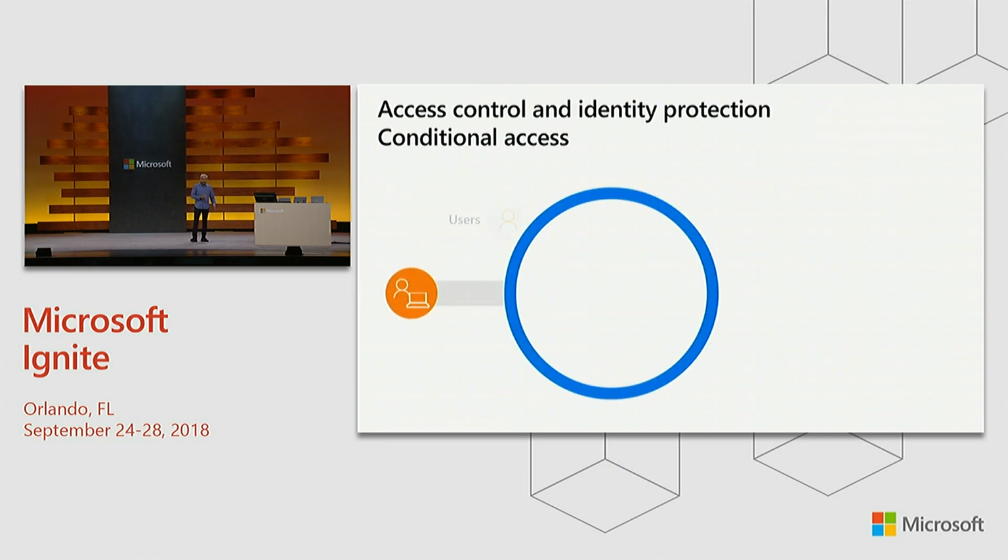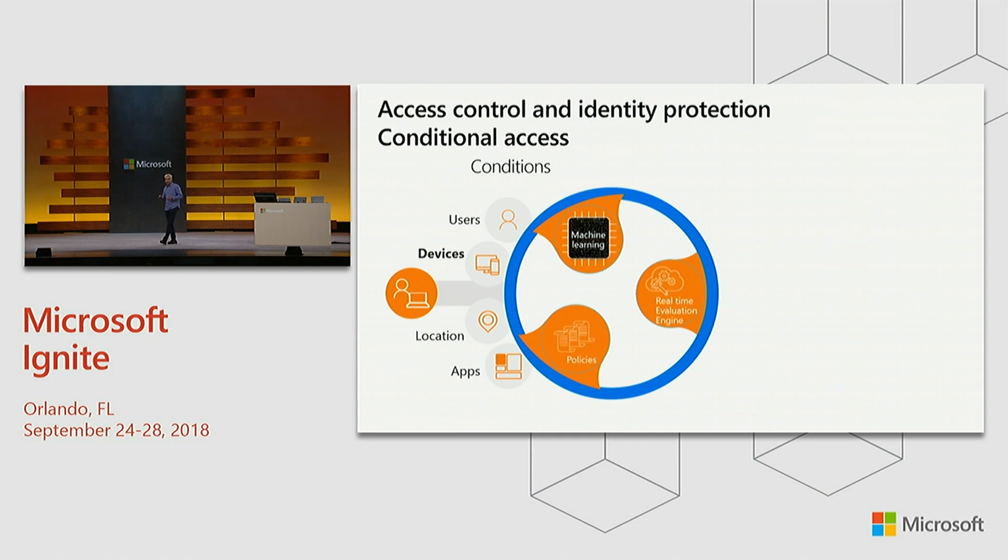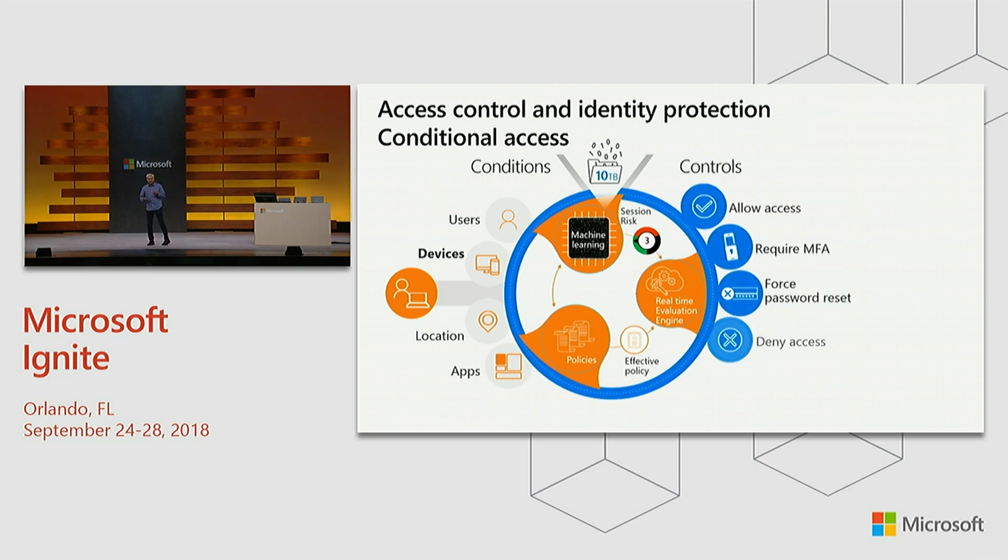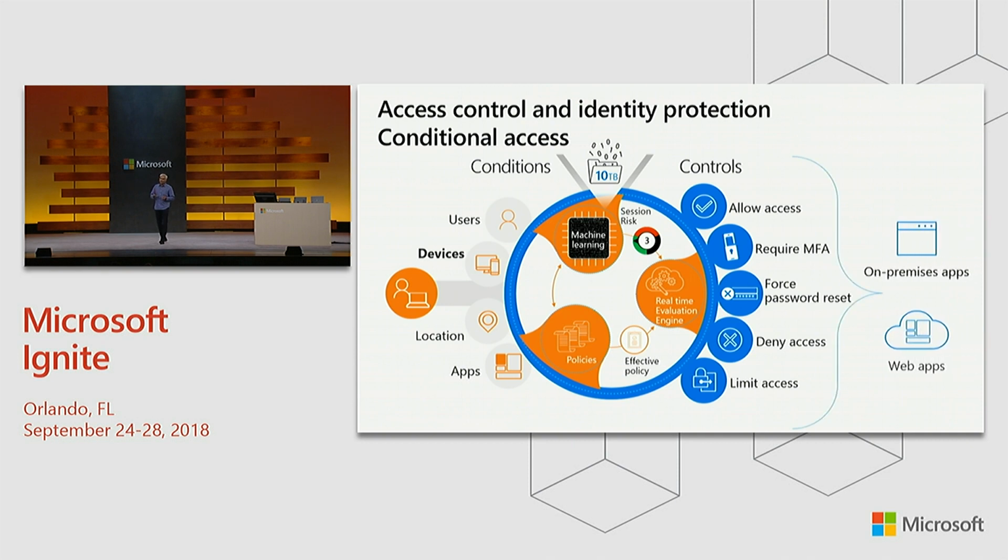Just going into a little bit of access control and identity protection, right? Here we're trying to give you a picture of conditional access, where every user request that comes into Azure AD is intended to get access to a particular resource. And you have all these different conditions that get evaluated by our conditional access engine around users, devices, location, apps. And then we also have the machine learning, the identity protection that feeds into it to give us the risk signals for user sessions, device sessions, and so forth.